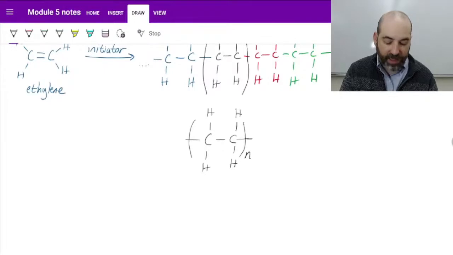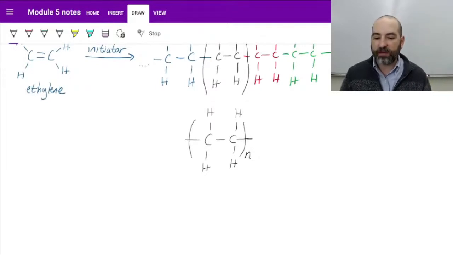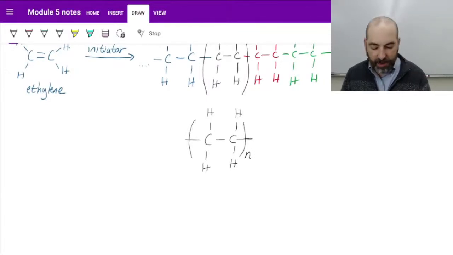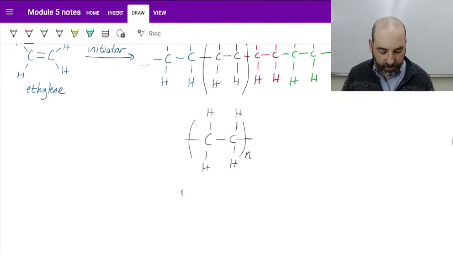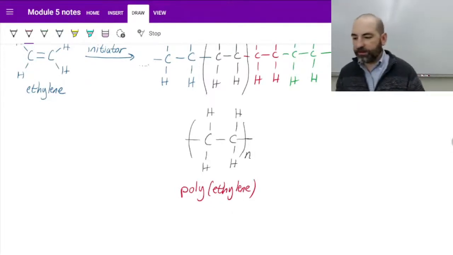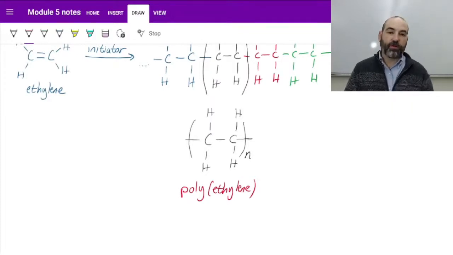And so we might just say n, meaning this thing just repeats over and over again some number of times, right? N is often kind of a stand-in for just some number. So we've got this thing repeating n times over and over and over and over again. And this polymer would be called polyethylene. So we've got ethylene monomer, polyethylene polymer. Okay? And this is actually a super important material.